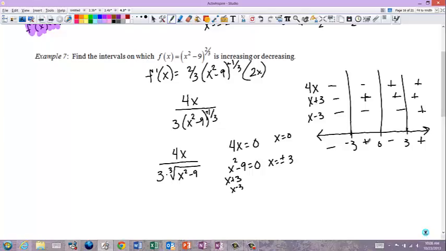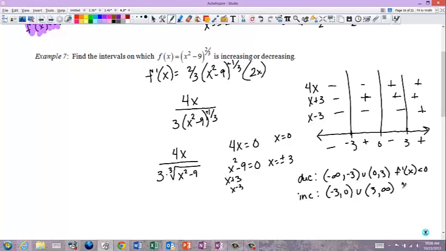Positive, negative, positive, negative. So it is decreasing from negative infinity to negative 3, and from 0 to 3, because the derivative is less than 0. And it's increasing from negative 3 to 0, and 3 to infinity, because the derivative is greater than 0.